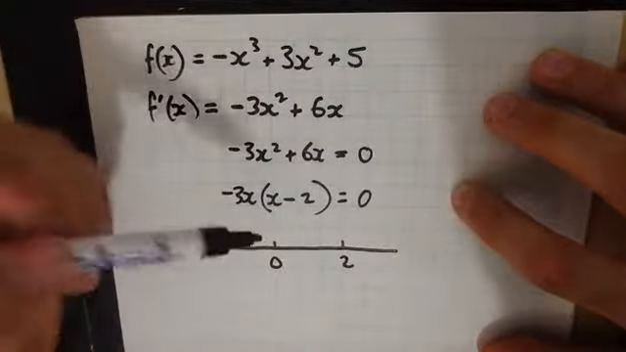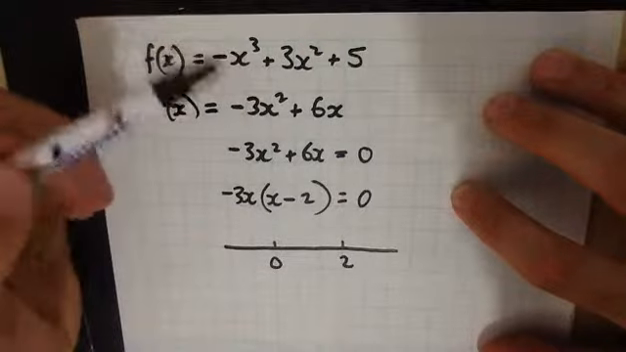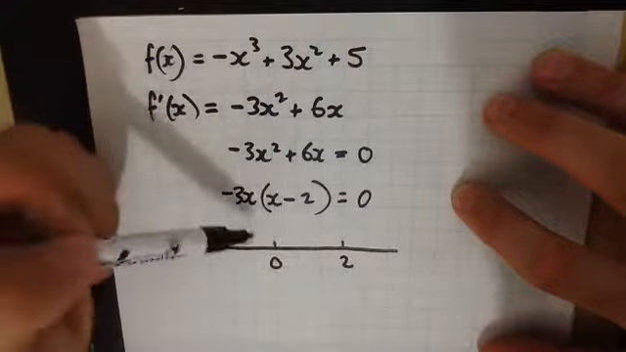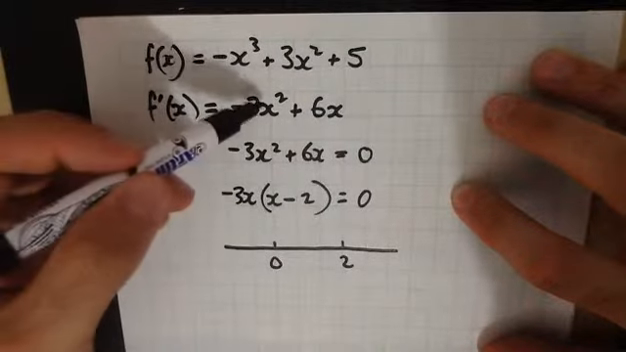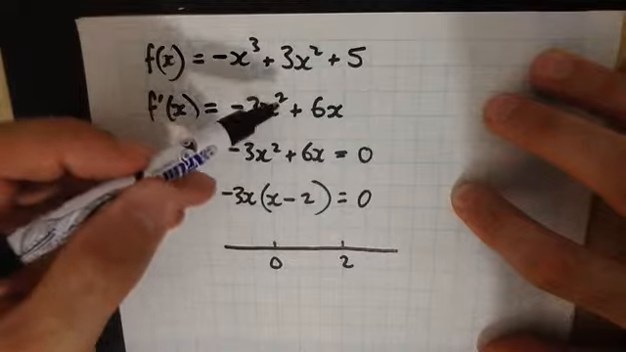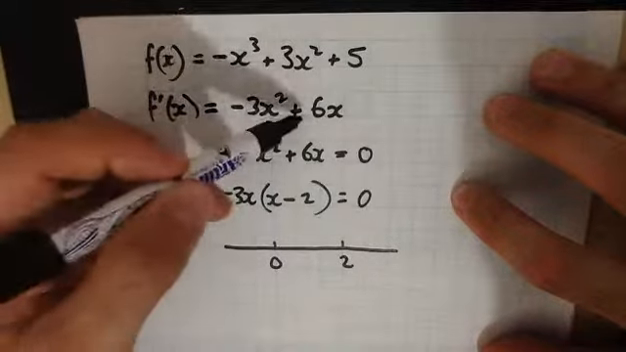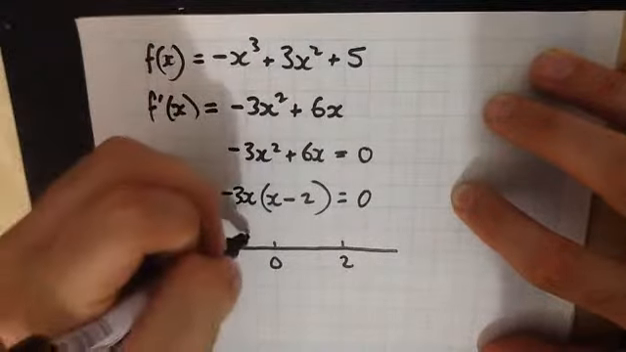Okay? Now I sub values back into the derivative, not into the original function, into the derivative to get the signs in this sign diagram. So let's go, what's less than 0? -1. Let's sub in -1 here. That would be -1 squared, which is 1. So it's -3 take 6, which gives me a negative.